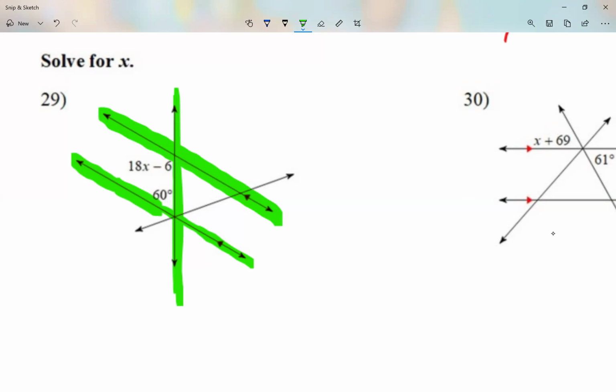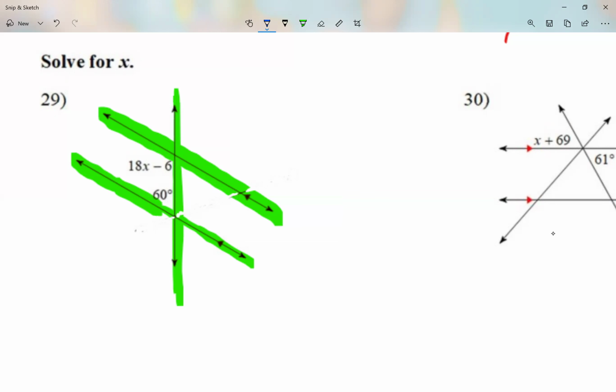Now, the one line I did not highlight, let me erase it. I'm literally going to erase this, so that I only look at the two parallel lines and the transversal that I need. And then I have to remember my six rules. Remember, I have adjacent, vertical, corresponding, alternate interior, alternate exterior, same side interior.